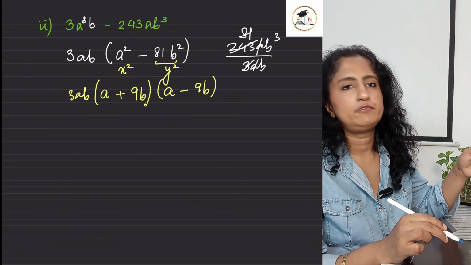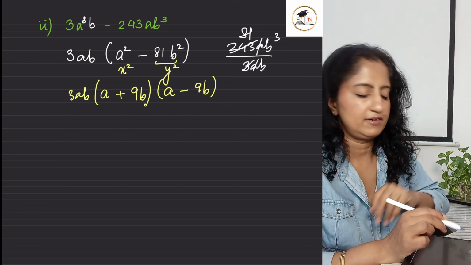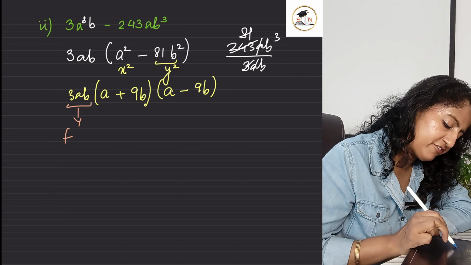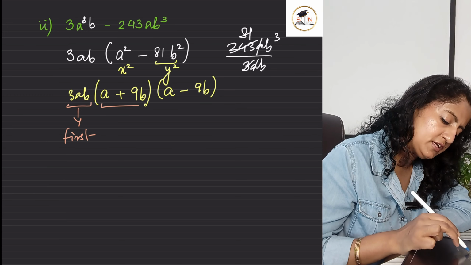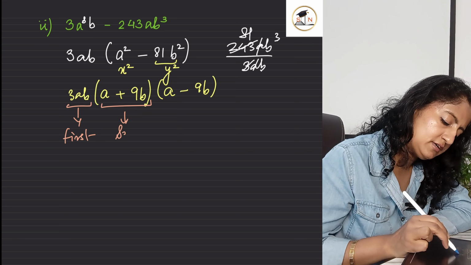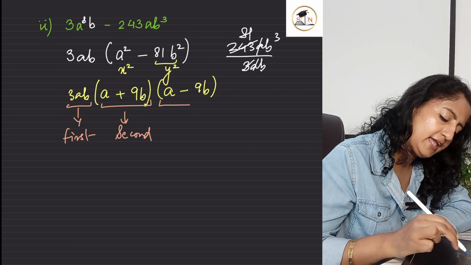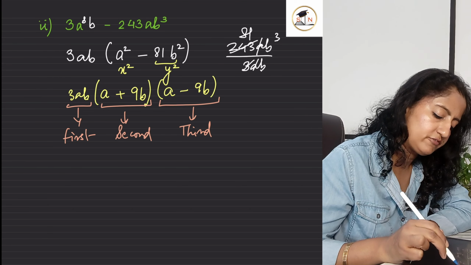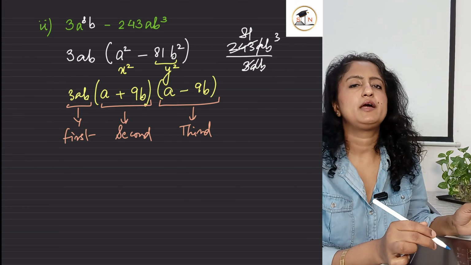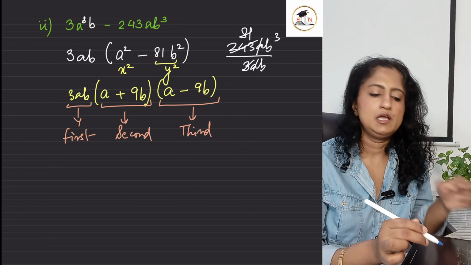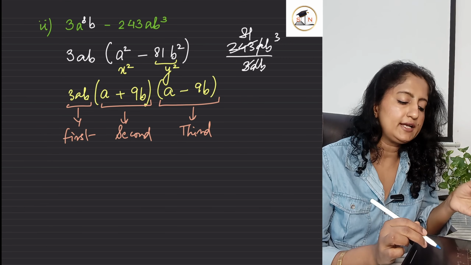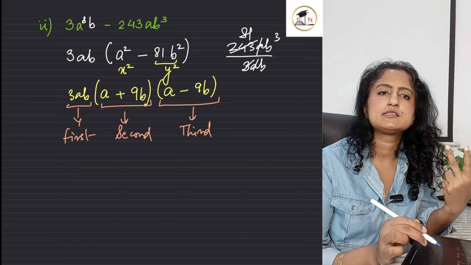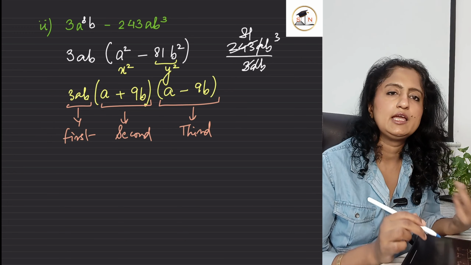Why did I say second factor and the third factor? Because 3ab turns out to be my first factor, right? A plus 9b turns out to be the second factor, and lastly a minus 9b turns out to be the third factor. We are multiplying, so the order doesn't matter for the factors, but I just wanted to show that you are getting 3 factors over here: 3ab, a plus 9b and a minus 9b. I hope this question is clear. Okay.